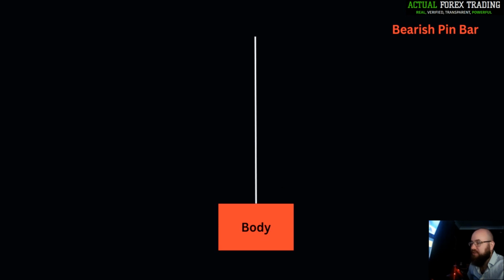Bearish pin bars are the opposite. Once again, we're going to have a small body and a long wick, but this time the long wick is going to be above the body. We have no wick below the body this time. It's not important if there is a wick there or if the wick is small. As long as there's a long wick above the body and little to no wick below and the body is small, you have a bearish pin bar. I know this is a lot to take in.